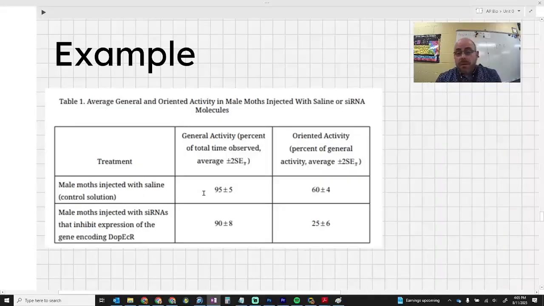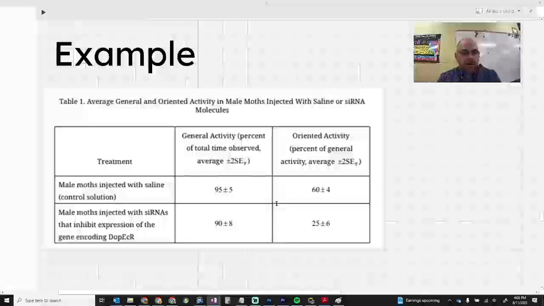And so this is going to be a bar graph, right? Saline is going to be on the x-axis, and siRNA is going to be on the x-axis, and each one is going to have two bars that correctly represent that. You have 95 plus or minus 5, you have 98 plus or minus 8, and so you're going to have data that goes from 20 to 100, so it's a pretty wide range of data there. This is right off the FRQ from last year, but this is the sort of thing that you're going to see and need to be able to make a graph of.